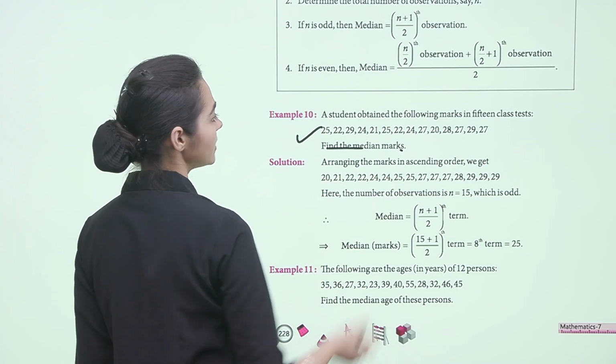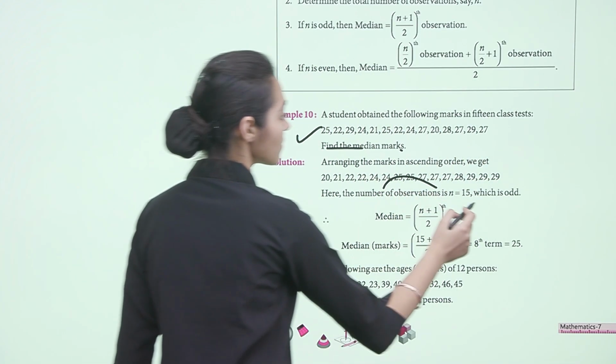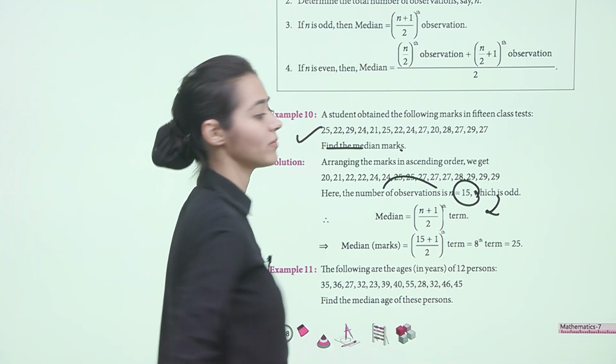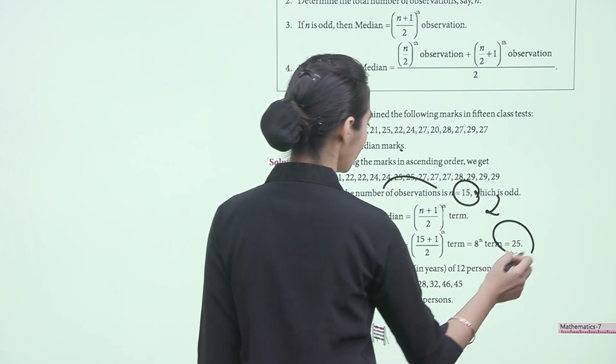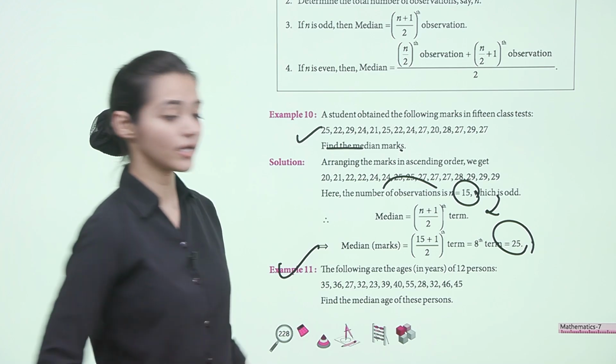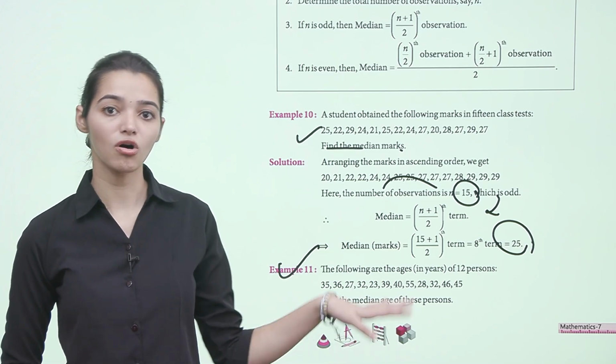Firstly, we have arranged the data in ascending order. Now the number of observations is what? 15, that means odd. So (n plus 1) by 2 is what? Median. The 8th term, that is what? 25.